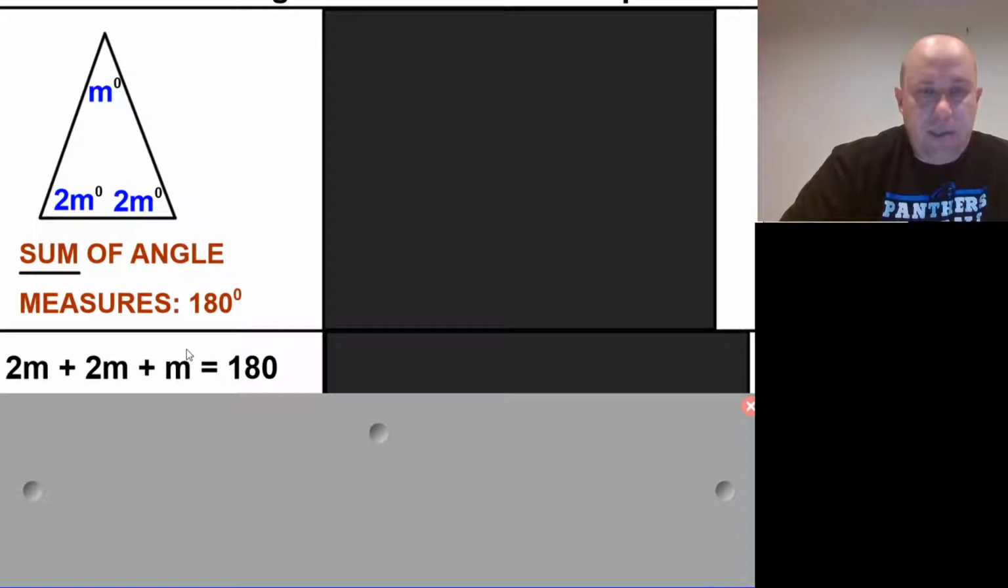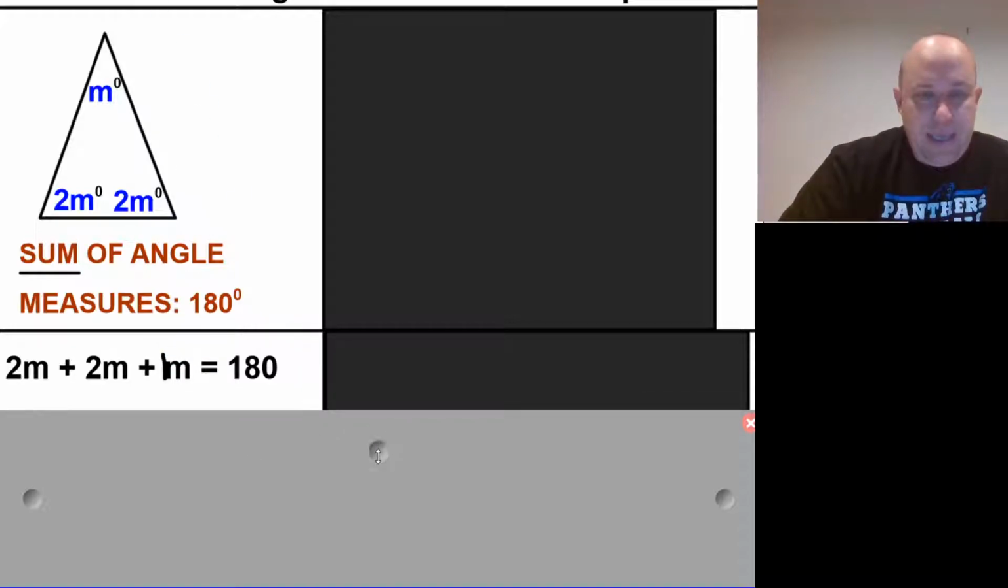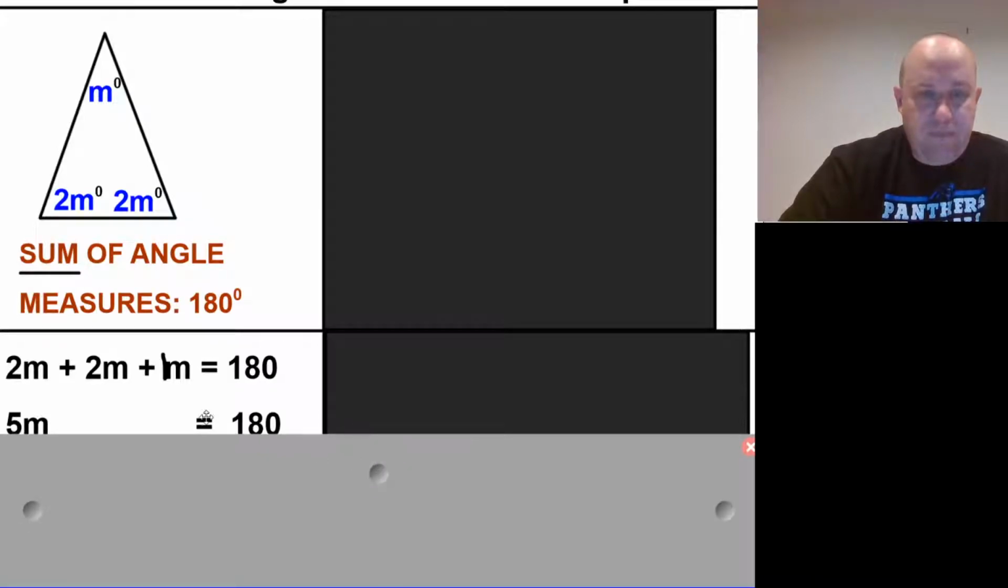So 2m plus 2m. If you see m, remember it just means 1m. I know some people like to write the 1 there just to remind themselves. So when I add those together, I get 5m. 2 plus 2 plus 1. I'm not saying m cubed here, which I know sometimes people like to do.